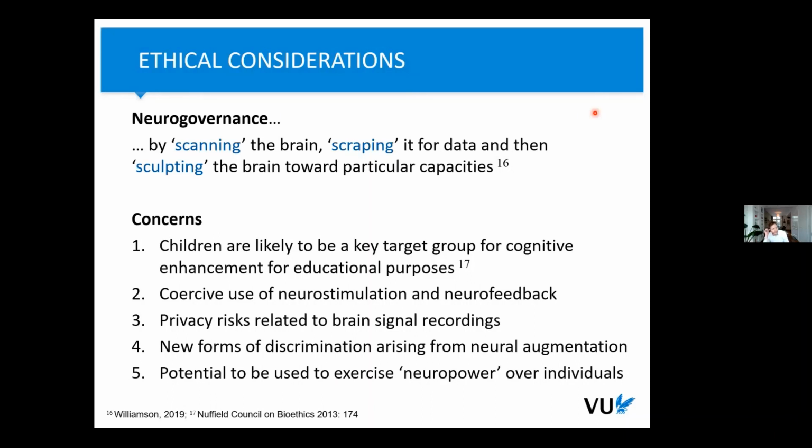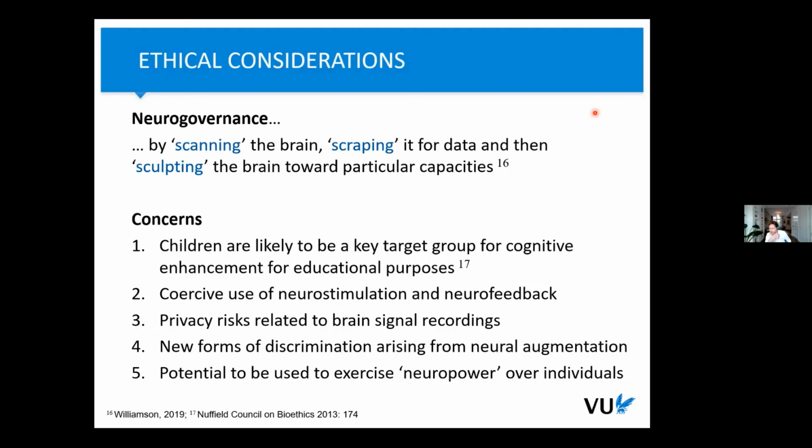The first one, children are likely to be a key target group for cognitive enhancement for educational purposes. That's something to be aware of. The coercive use of neurostimulation and neurofeedback should be something in the back of our minds. Privacy risks related to brain signal recordings, new forms of discrimination that may arise from these neuro augmentations, and the potential to be used to exercise neuropower over individuals.